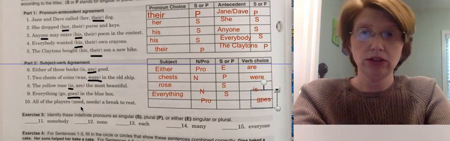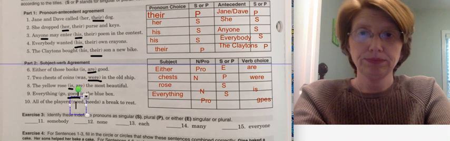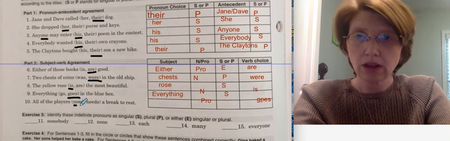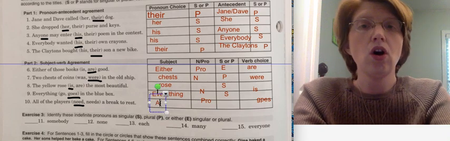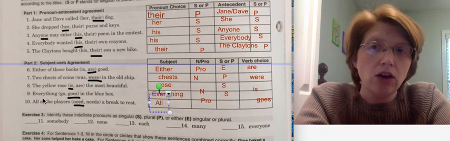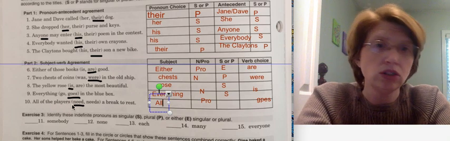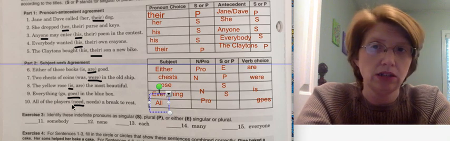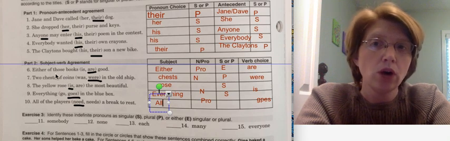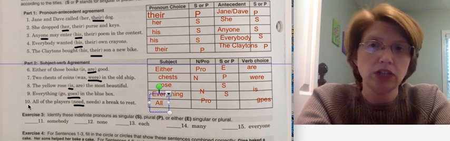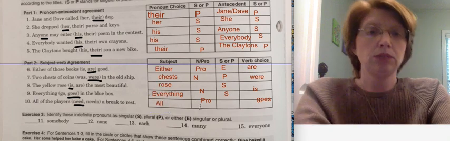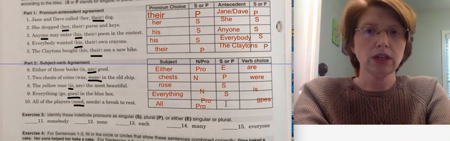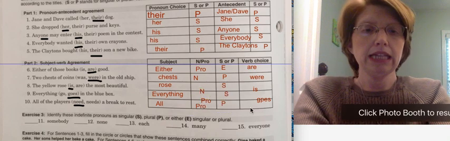All of the players need a break to rest. The subject is all. See how of the players is a prepositional phrase, so players cannot be the subject. Same thing with of coins or of those books. Those can't be subjects. We have to look here at the beginning. All need. All is a pronoun. It is plural, so we are going to use the word need.